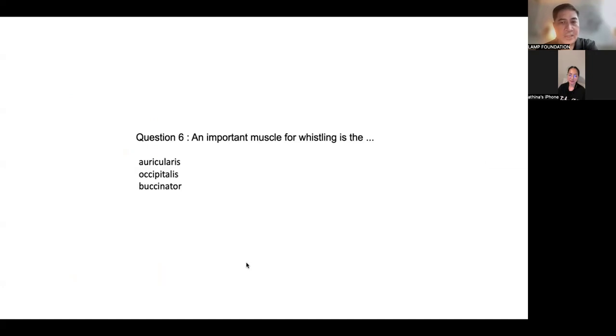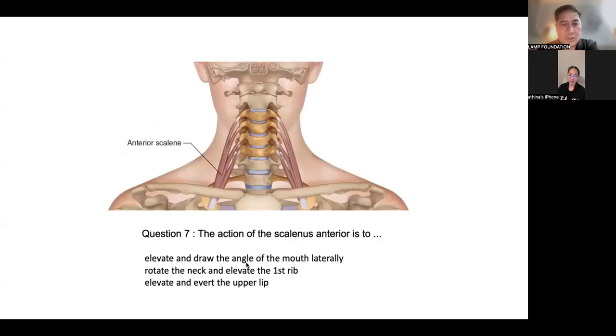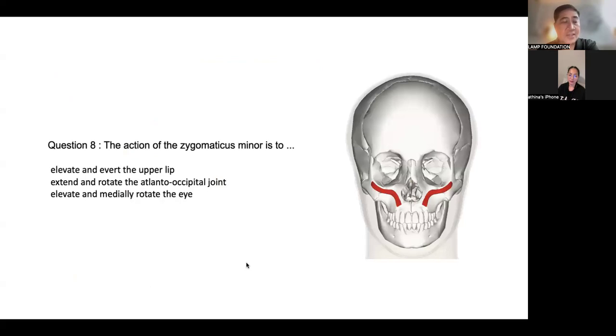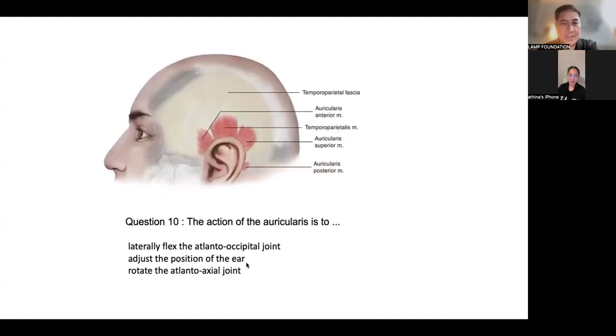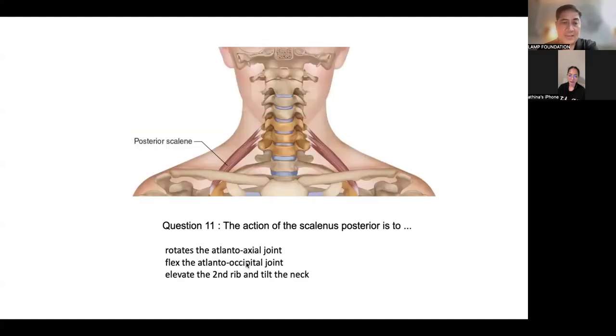An important muscle for whistling. The buccinator. The action of the scalenus anterior is to rotate the neck and elevate the first rib. Action of the zygomaticus minor. Elevate and invert the upper lip. Corner of the mouth is retracted by the risorius. Action of the orbicularis is to adjust the position of the ear. Action of the scalenus posterior is to elevate the second rib and tilt the neck.